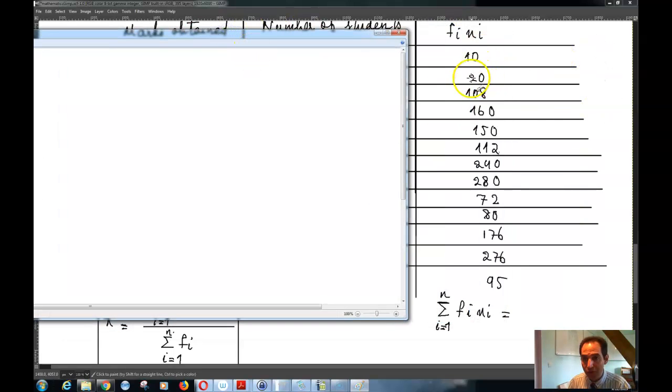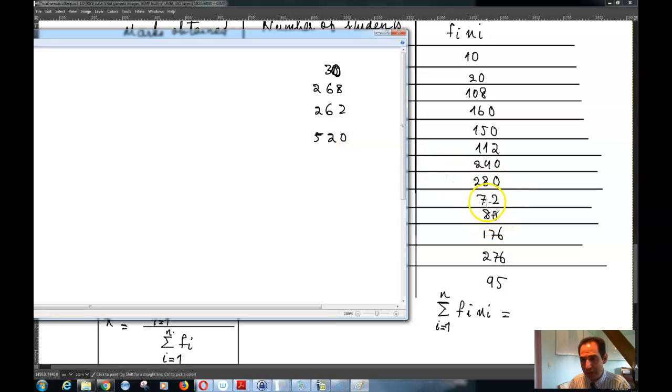So I have 10 plus 20 is equal to 30. Then I have 108 and 160, which is 268. 150 and 112 is equal to 262. 240 and 280 is equal to 400, and 500, this would be 520.